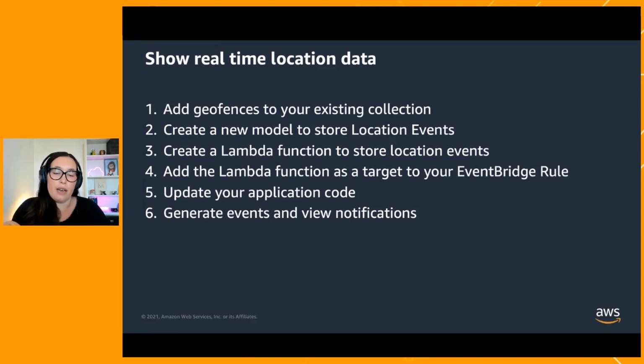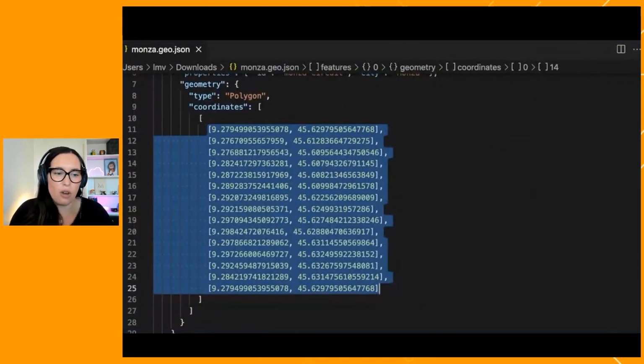Then I will be creating a new model in our AppSync. So I will be adding more information in our schema that will save the events of our location if we enter or exit. Then I will be creating this Lambda function that will get triggered whenever there is a new message of a user entering or exiting any area of interest. Then I will be adding this Lambda function as a target for our EventBridge rule that was created when we created the geofence. Then we will change the code so we can see this in action, and it will be amazing. So let's go for the first step.